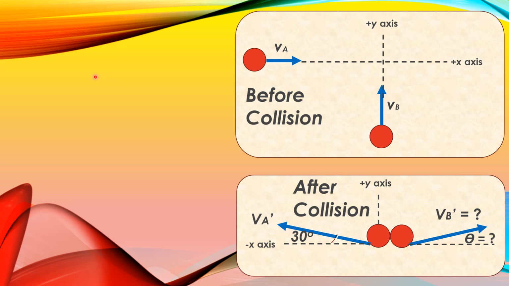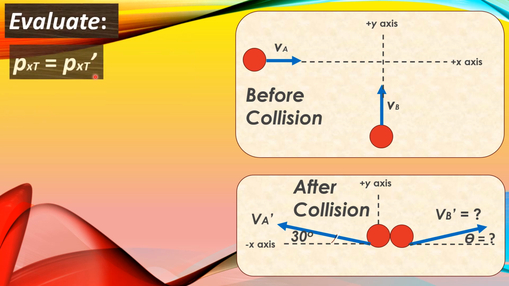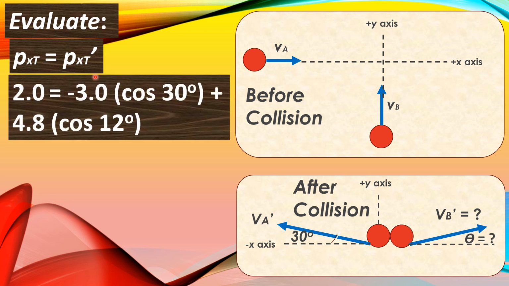For the x components, we have particle A's velocity, which is 2.0 meters per second, for the initial momentum with the mass already cancelled out. And particle B has zero initial x component. So this is equated to the final x component of the momentum of particle A, which is negative 3.0 times cosine of the angle 30 degrees plus that of particle B, which is 4.8 meters per second times the cosine of 12 degrees.